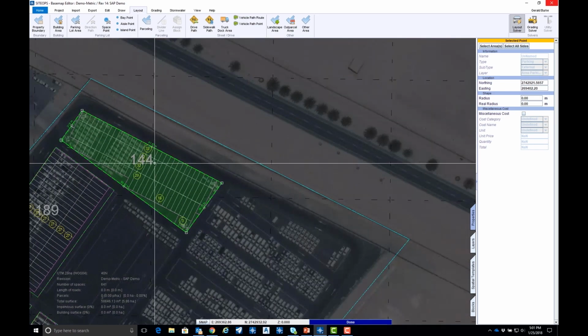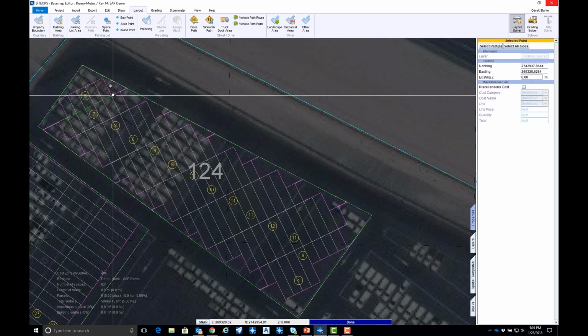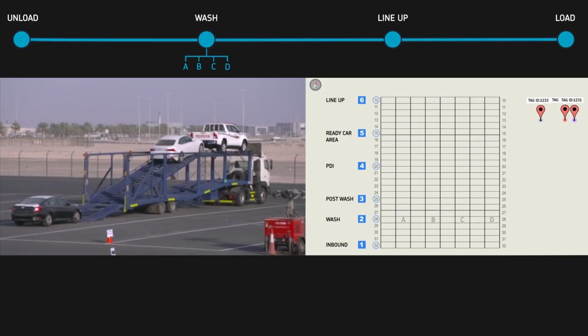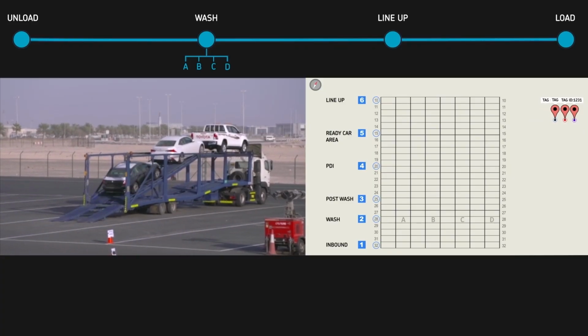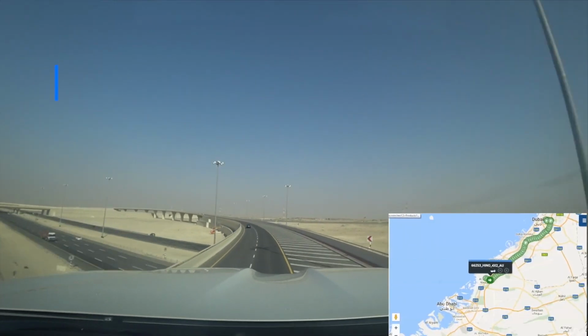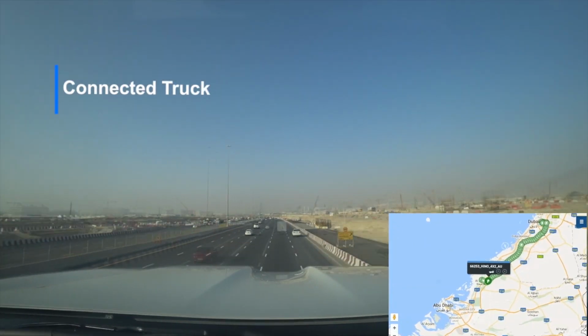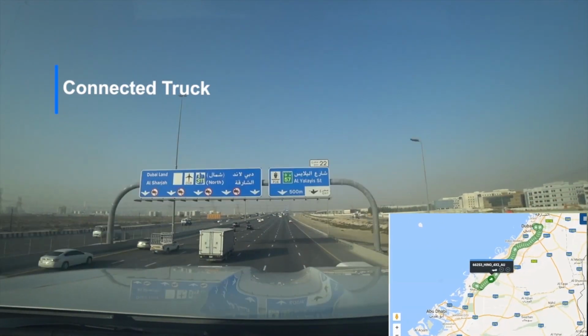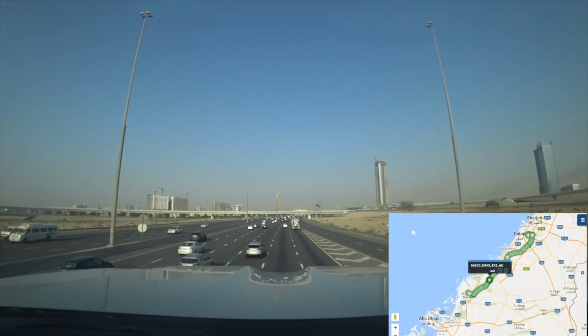The solution provides real-time tracking, full traceability, and integrated system updates, eliminating any manual or paper-based process. Our fully integrated truck telematics system allows connected trucks and real-time delivery information to our customers.